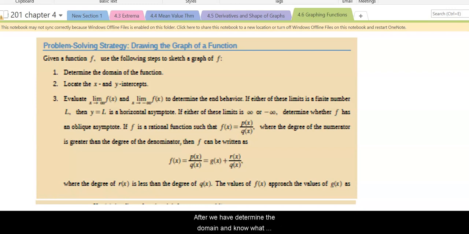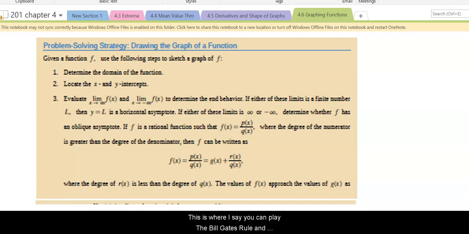After we have determined the domain and know what values got thrown out of the domain, then we will look for the x and y intercepts. These are the basic points where the graph crosses the x-axis and the y-axis. You've been looking for these points probably since middle school. The third thing we will be looking for are the limit of the function as x goes to infinity and the limit of the function as x goes to negative infinity. Remember that when we first studied this, we called these end behavior.